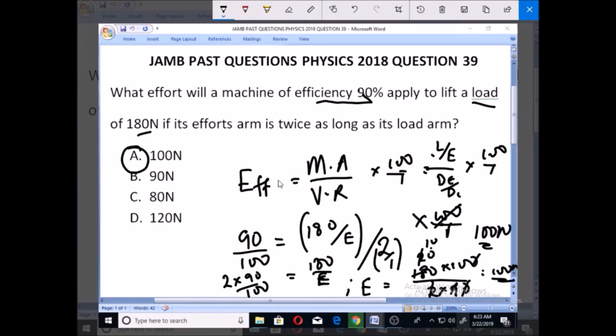That is the answer. So what you need to do is to just quote the equation for efficiency, which is mechanical advantage over VR times 100 over 1, and noting that mechanical advantage is L over E, that's load over effort, all over VR. Velocity ratio is the same thing as distance by the effort all over distance by the load, and that distance is the arm as given here, and they told you that the effort is twice the load, that is 2 times the load, that's 2 over 1. So make E the subject of the formula, you get 100, and that is the answer. Thank you.